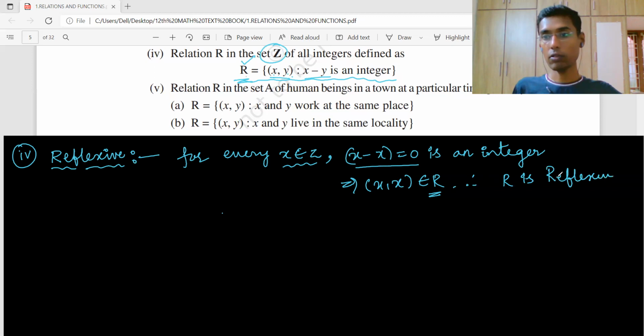Therefore, R is reflexive. You should write like this. Now symmetric. Can you tell me how to write symmetric?